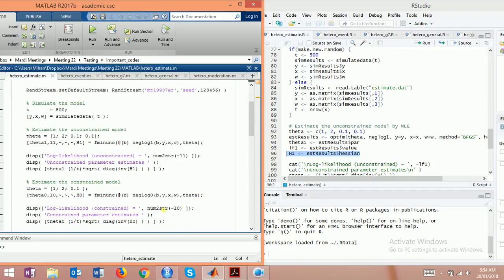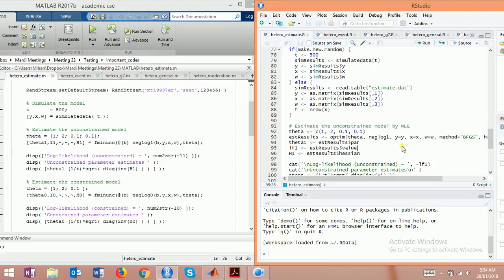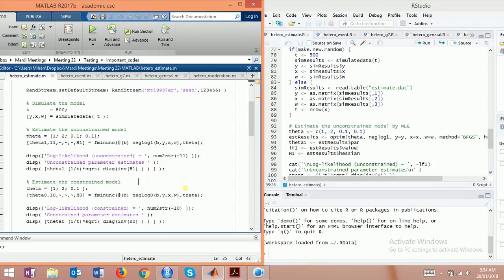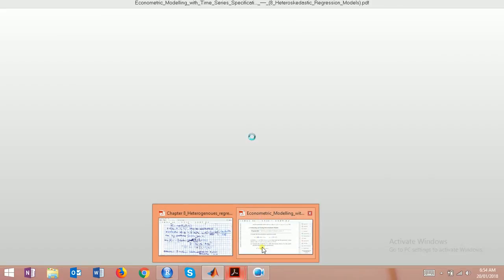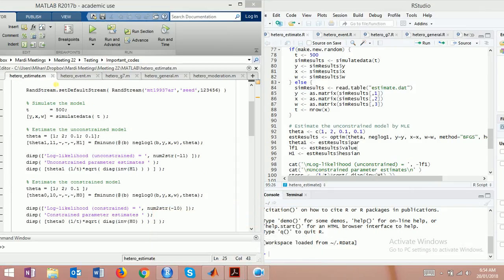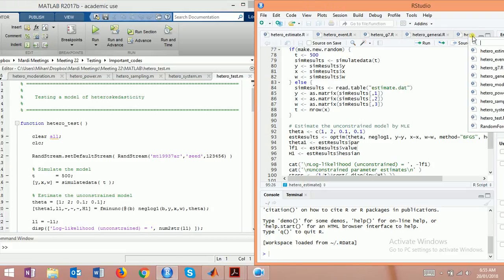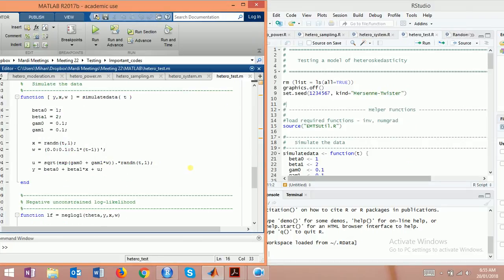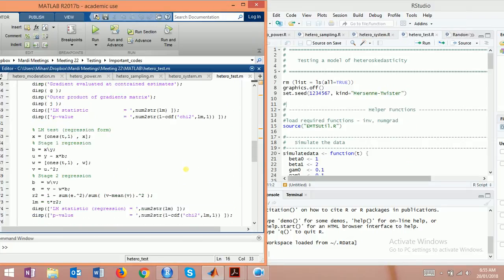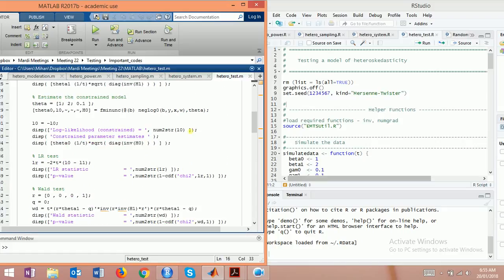Your model has been estimated for constrained and unconstrained, and we use both the constrained and unconstrained estimators to test our hypothesis. Is there any tweak that we need to remember? Basically not, it's simple. Then let's have a look into Heterotest. Here also it is the same thing, and up until this everything is fine that we have done.